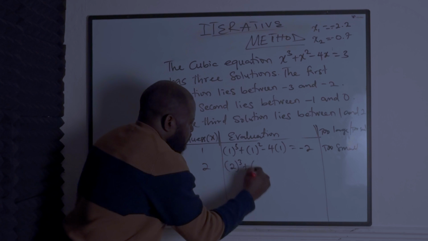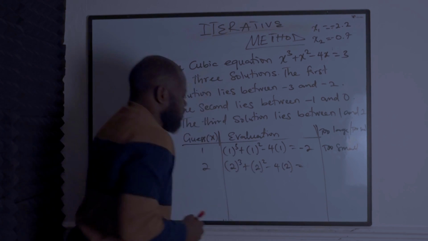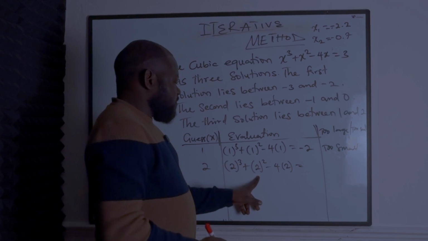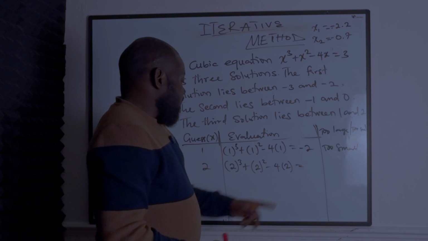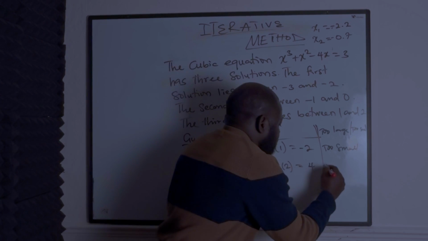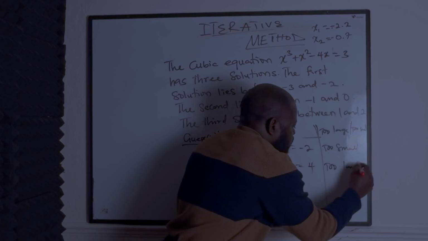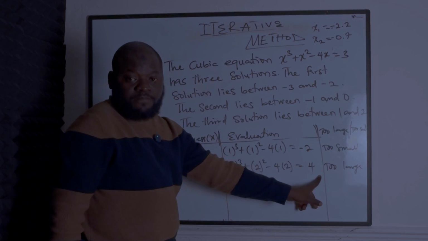So 2 cubed plus 2 squared minus 4 into 2. This is going to give us 8 plus 4. That gives us 12, right? Then minus 8, that will be 4. This is too large. So it cannot be the answer because we are looking for an answer that will give us 3.